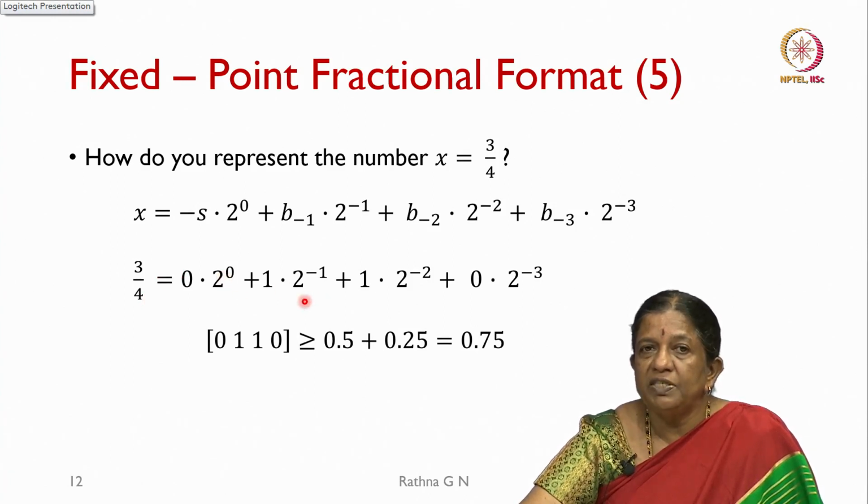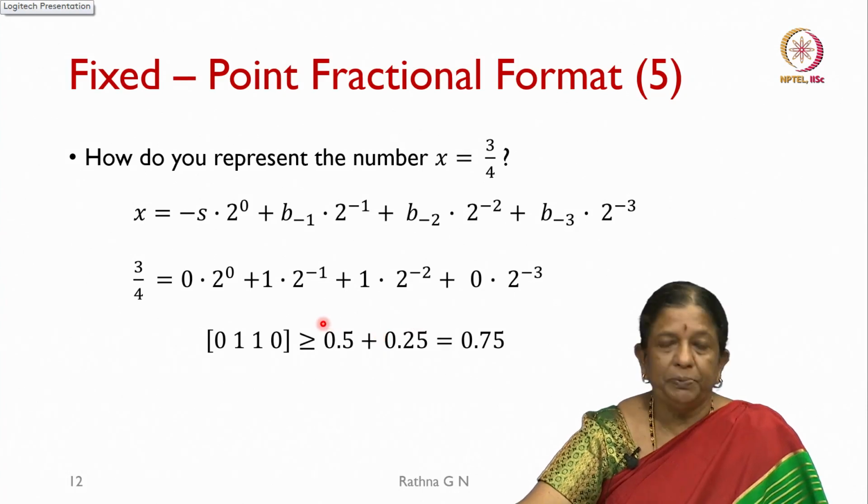So, 0.5 is given by this weight, and then the next bit will be representing 0.25. So, 0.5 plus 0.25 will be 0.75. So, the binary representation is 0, 1, 1, 0. Since it is a positive value, we have put it as 0, and then these two are the representation, and the last bit is going to be 0.